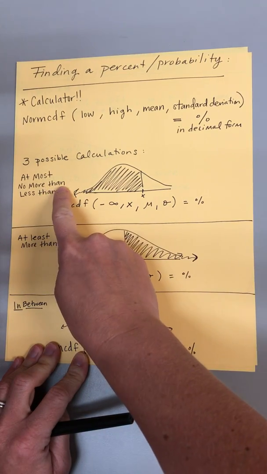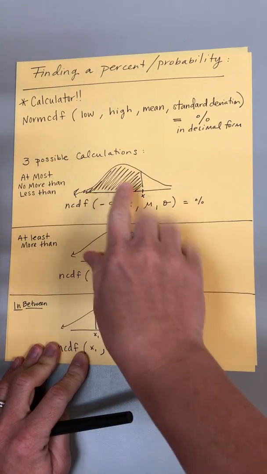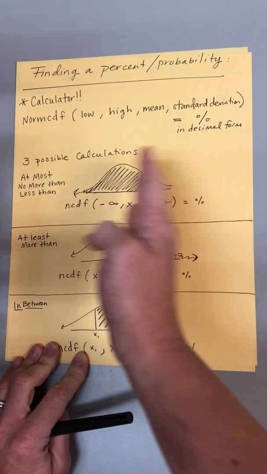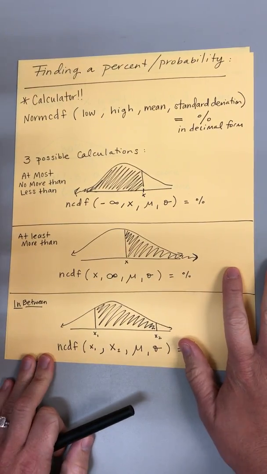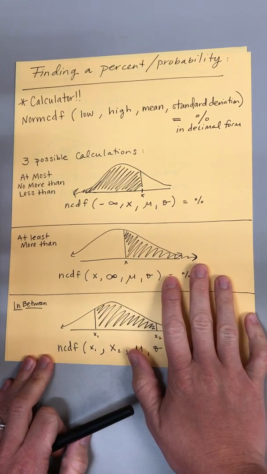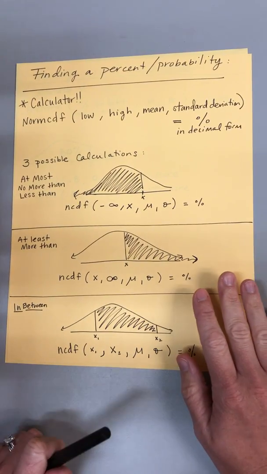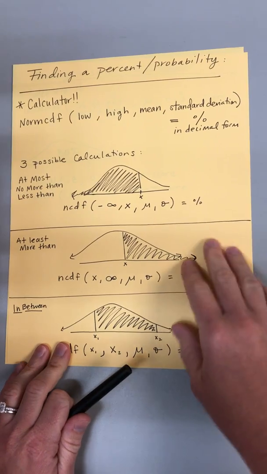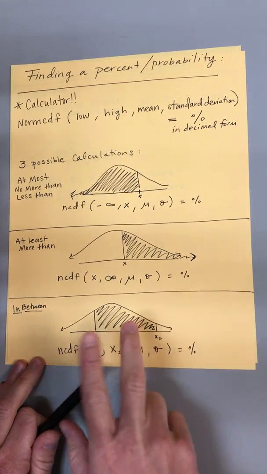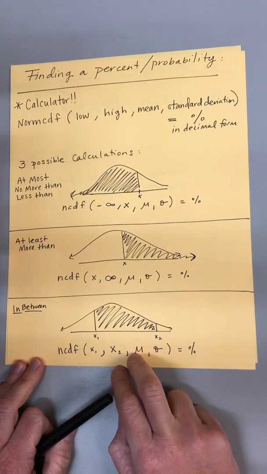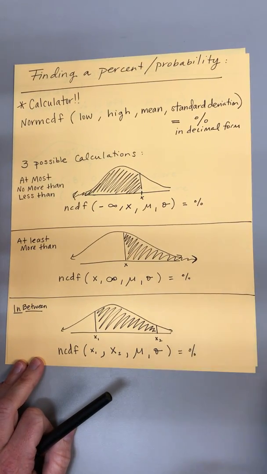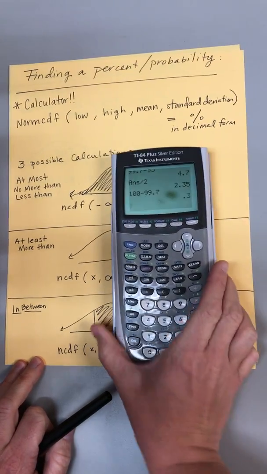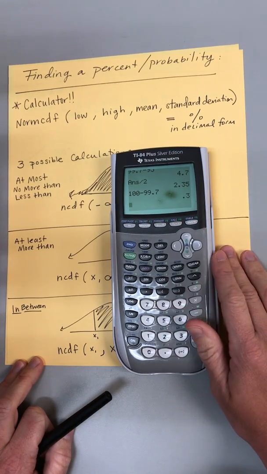At most, meaning no more than or less than, those are the same kind. This is where your area under the curve will be shaded to the left. The second kind, at least or more than, you would shade to the right. So you want, I don't know, the probability of getting a 24 or higher on the ACT, something like that. And then in between questions. So these 3 are the only 3 that you would be asked, and I'll show you how to find these on the calculator.